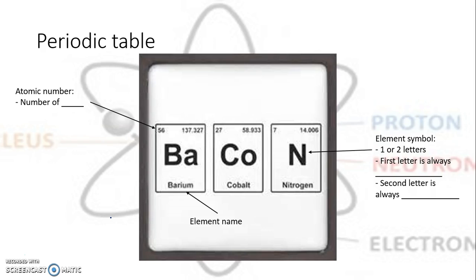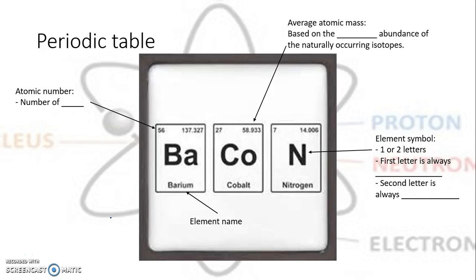Then you have your element symbols. It's 1 or 2 letters, no more than that, except for the funny little ones at the bottom, but I think most of them have a name by now. They're based on the Latin number for 100 and whatever. Anyway, 1 or 2 letters: the first letter is always uppercase, and if there is a second letter, it's always lowercase. Pretty easy. And then you have your average atomic mass. That should always be on your periodic table as well, and that is based on the percent abundance of the naturally occurring isotopes. Percent abundance is something we need to remember, so don't forget that.